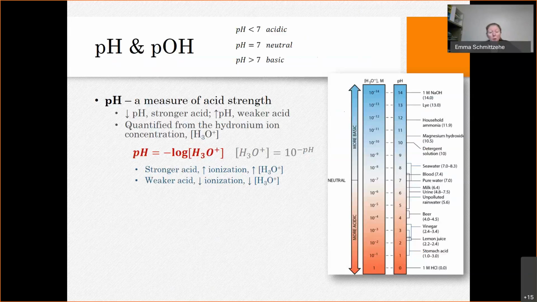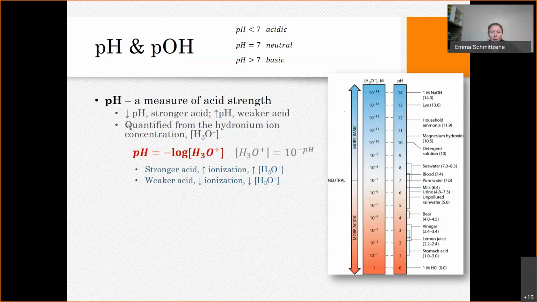And so if you have a stronger acid, that's something that ionizes more, okay? So it creates more H3O+, okay? So that H3O+ concentration goes up and your pH goes down, okay? Whereas if you have a weaker acid, less of it ionizes, meaning there's less H3O+ in solution, so your pH is actually going to end up being higher, okay?